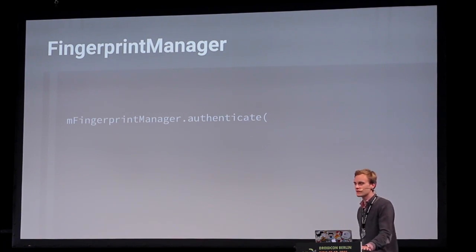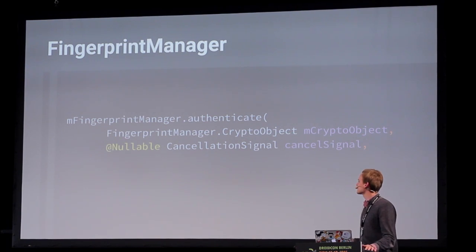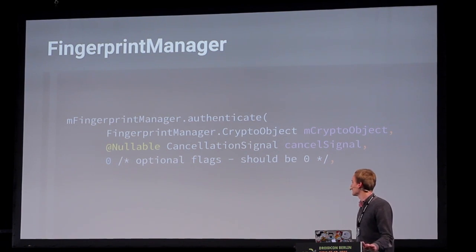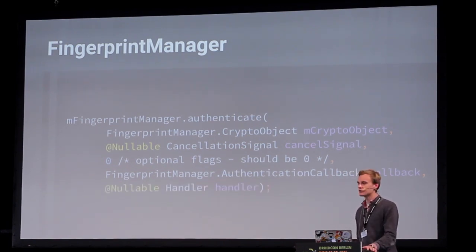The most important method there is the authenticate method, and it's the last of those three. You can check the device compatibility and authenticate. And the first thing you have to pass over is the crypto object, a cancel signal, which is nullable, some flags, which should always be null, zero, a FingerprintManager authentication callback, which you have to implement, and a handler. And the handler is used for determining on which threads the fingerprint callbacks are called.